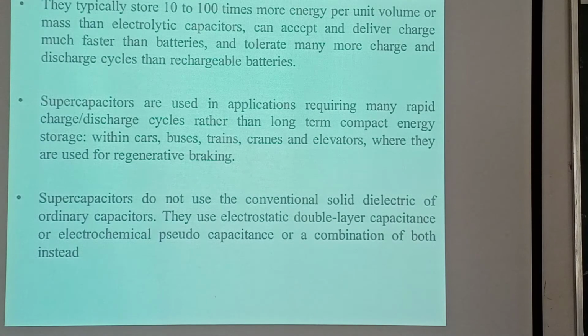So they typically store 10 to 100 times more energy per unit volume or mass than an electrolytic capacitor or a conventional capacitor, and can accept and deliver charge much faster than batteries and tolerate many more charge and discharge cycles than rechargeable batteries. So this is the main advantage of a supercapacitor over capacitors or batteries. Supercapacitors are used in applications requiring many rapid charge-discharge cycles rather than long-term compact energy storage, within cars, trains, buses, and cranes, where they are used for regenerative braking.